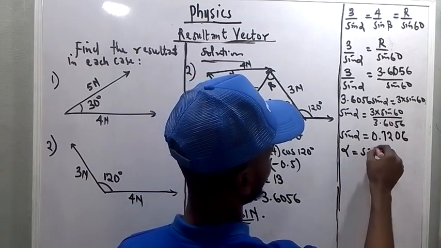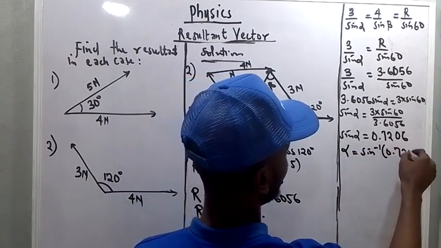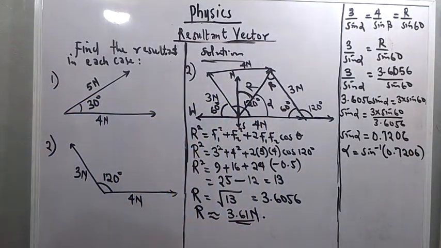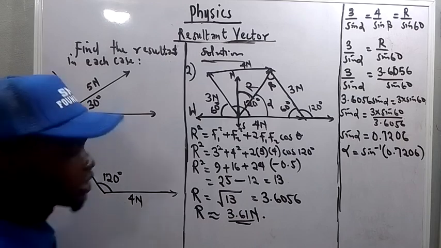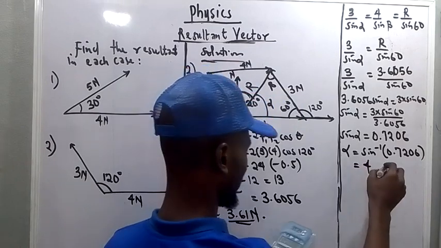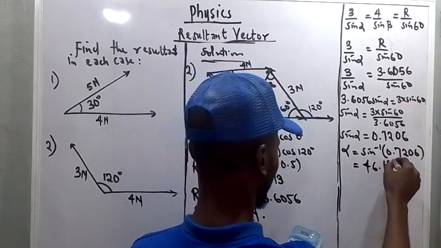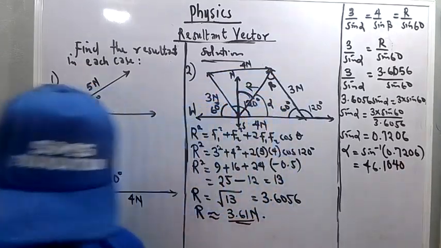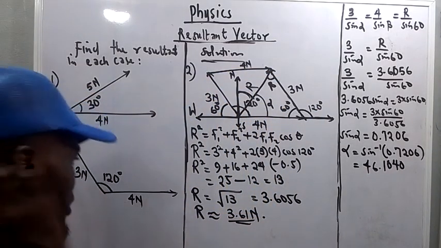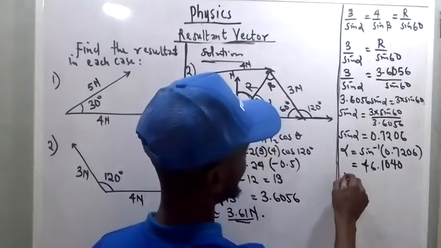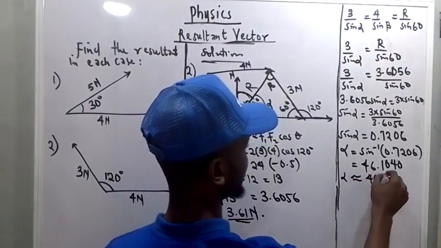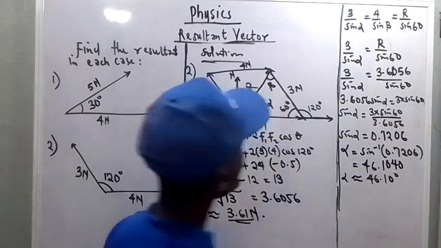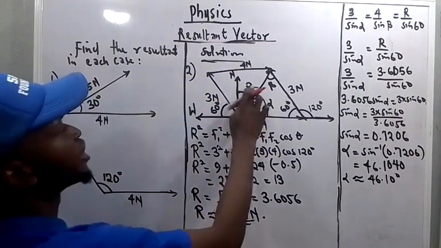Let's take the arc sine of both sides. That means alpha will be equal to arc sine of 0.7206. The arc sine of 0.7206 gives me 46.1040, which is the answer to 4 decimal places. So alpha will be approximately equal to 46.10 degrees.